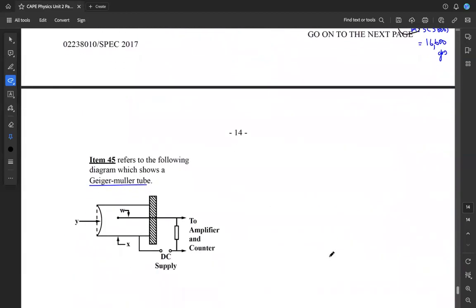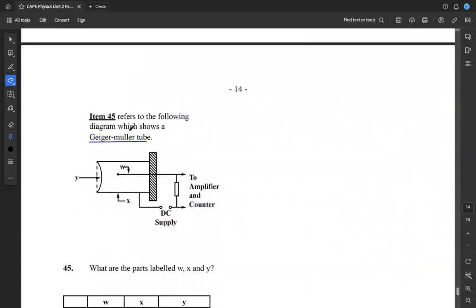So 45 is our final one, right? And for this one, it refers to the following diagram, which shows a Geiger-Müller tube. So we have a Geiger-Müller tube here, and what this Y represents is our mica window. Mica window, right, is what this Y represents. And so let me just give you a quick recap on what the Geiger-Müller tube is.